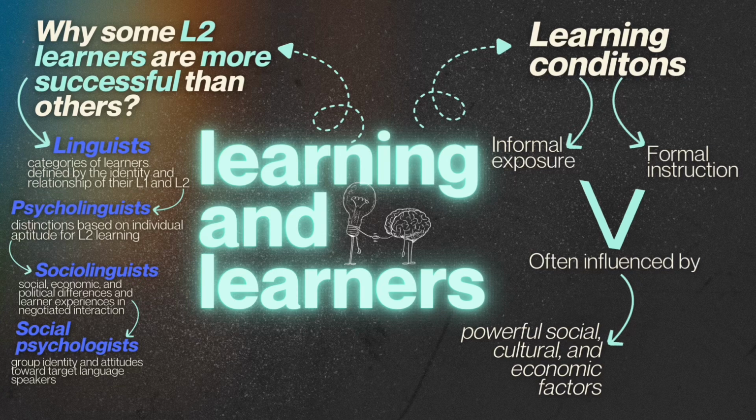Finally, what is learned and how it is learned is often influenced by whether the situation involves informal exposure or formal instruction. These learning conditions are often influenced by powerful social, cultural, and economic factors, affecting the status of both languages and learners. Now, let's finish with the following question. Why are some L2 learners more successful than others? The author is going to try to answer the question supporting on the dimensions of discussion that we have mentioned before, such as linguist, psycholinguist, sociolinguist, and social psychologist.